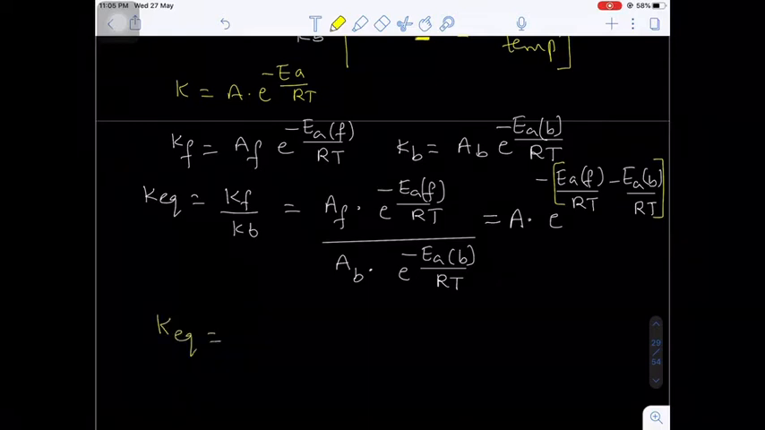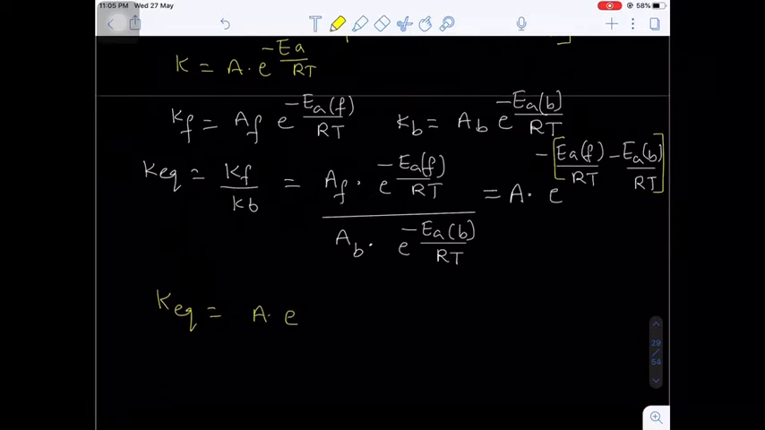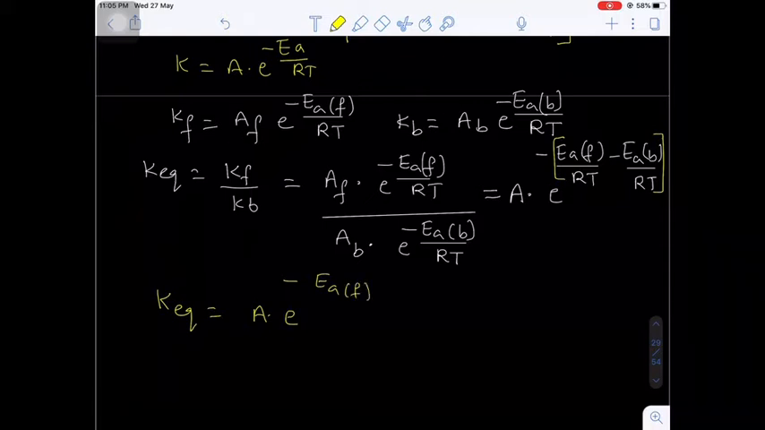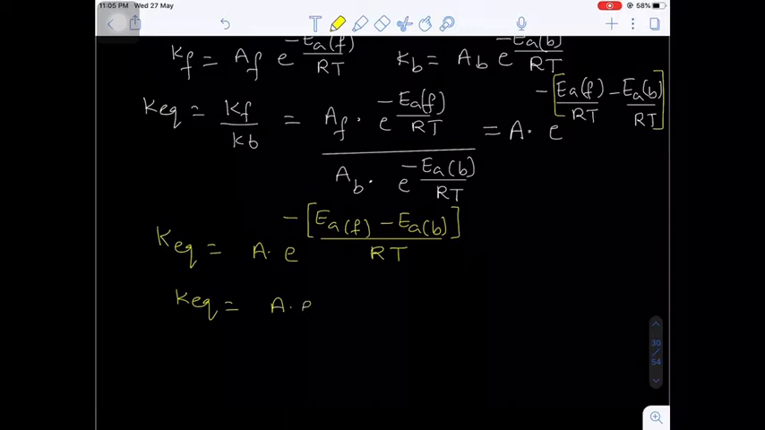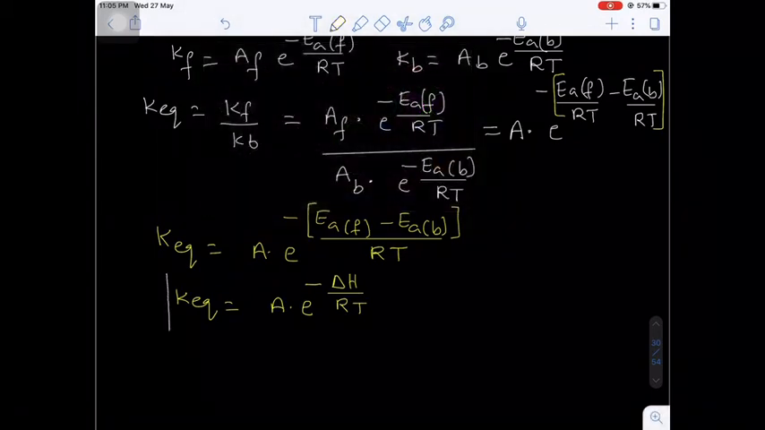Now here K equilibrium is equal to A into e to the power minus of (Ea F minus Ea B) whole divided by RT. Are you getting my point? LCM is RT. Now here, K equilibrium is equal to A into e to the power minus delta H by RT. Delta H by RT.